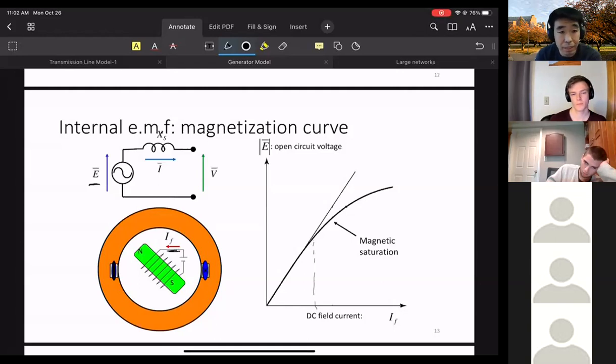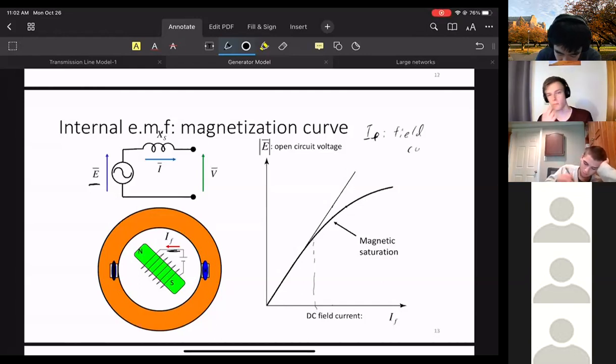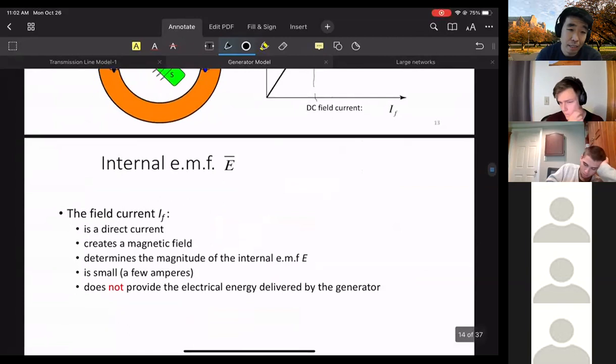So anybody remember what the field current does? This IF is the field current. Why do I need the DC current here? What this field current does is control the voltage you see. This is a DC current. You draft wires around the magnet and run a DC current across it. This determines the internal EMF, the voltage value E.